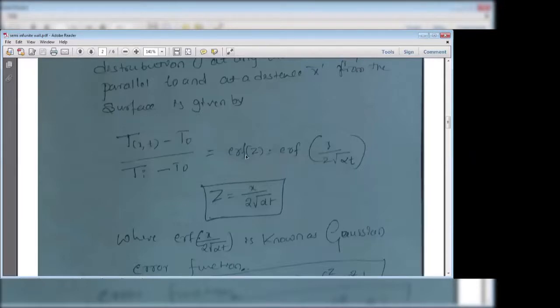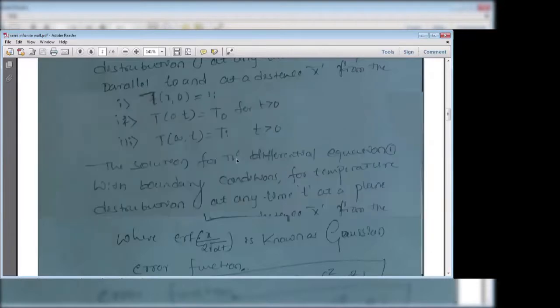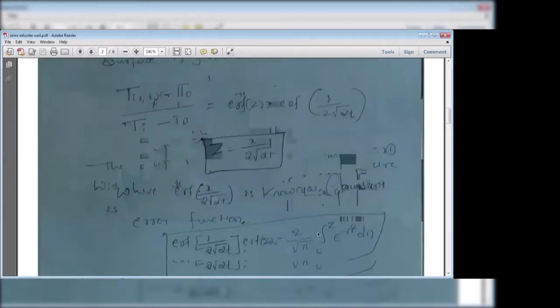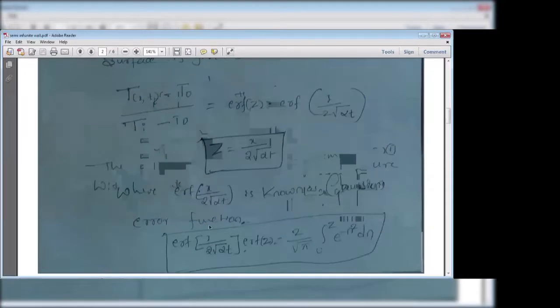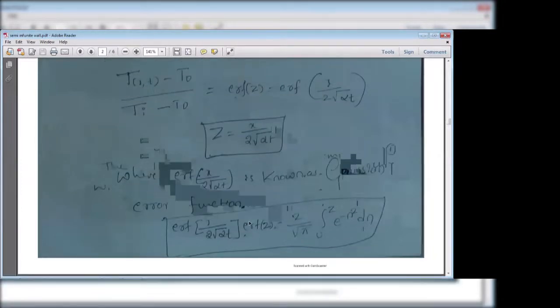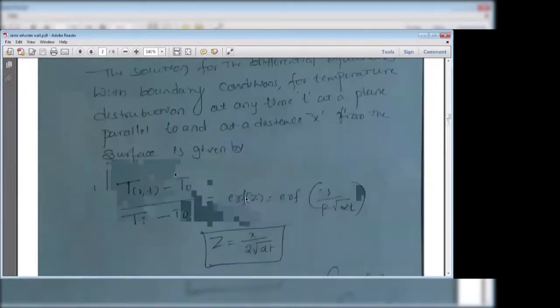Erf means the error function. Erf is nothing but the error function of z. This z, x divided by 2 root of alpha t, is known as the Gaussian error function. So this is the solution, and you should know this equation.